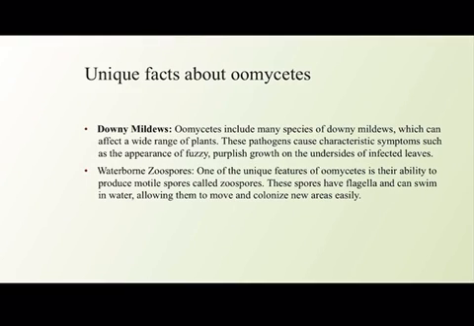Oomycetes include many species of downy mildews, which can affect a wide range of plants. These pathogens can cause characteristic symptoms such as the appearance of a fuzzy purplish growth on the undersides of the infected leaves. Waterborne zoospores are one of the most unique features of the oomycetes, in their ability to produce motile spores, which are known as zoospores. The spores are flagellated and can swim in water, allowing them to move and colonize new areas easily.